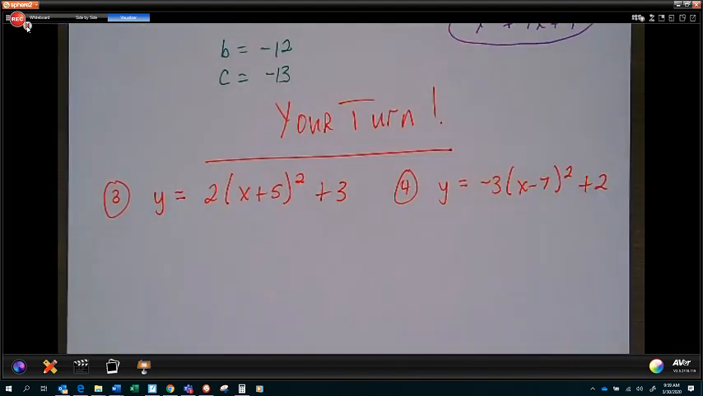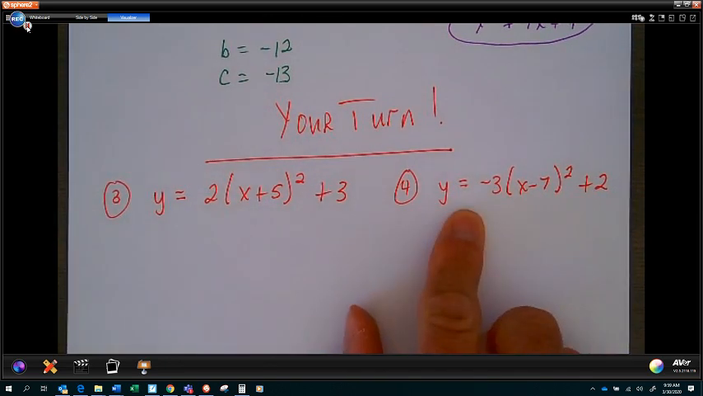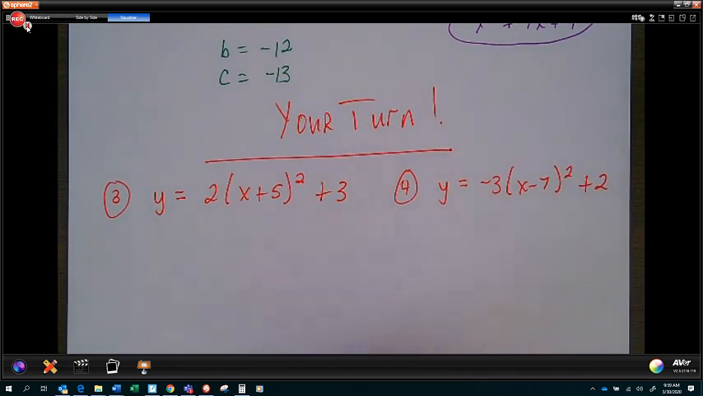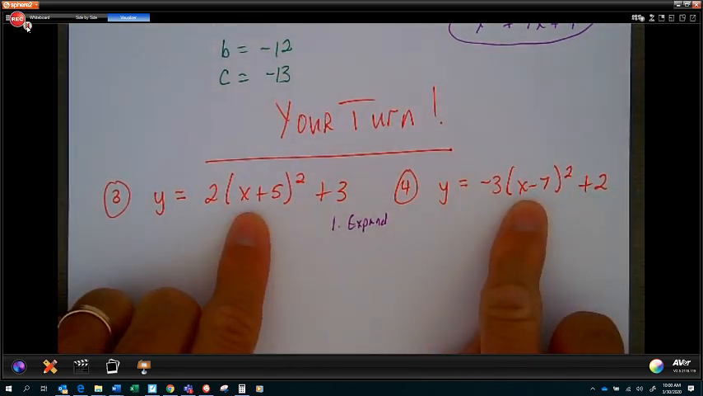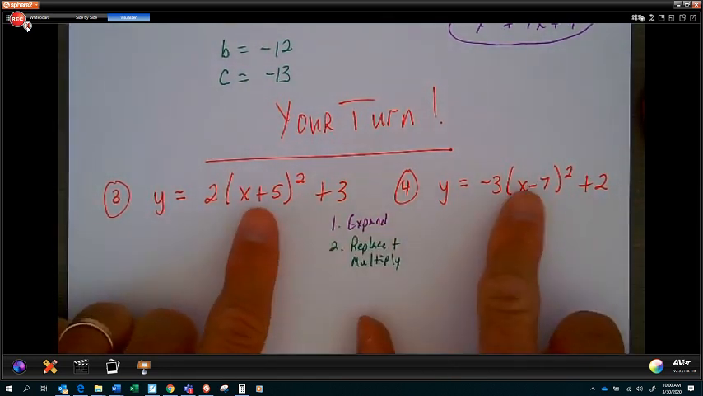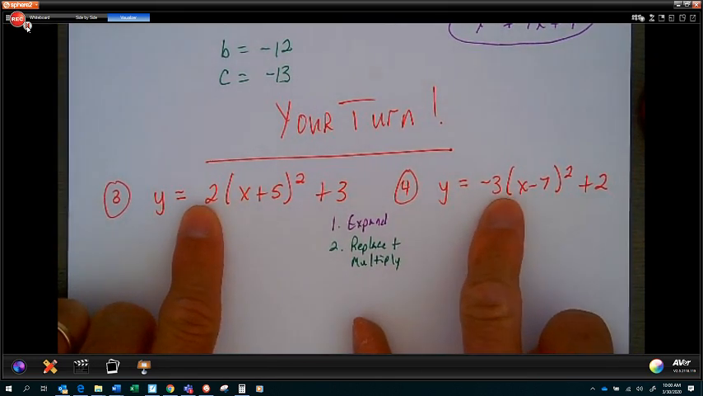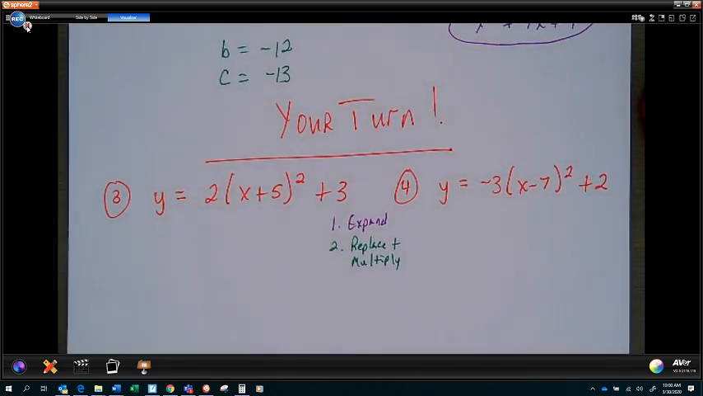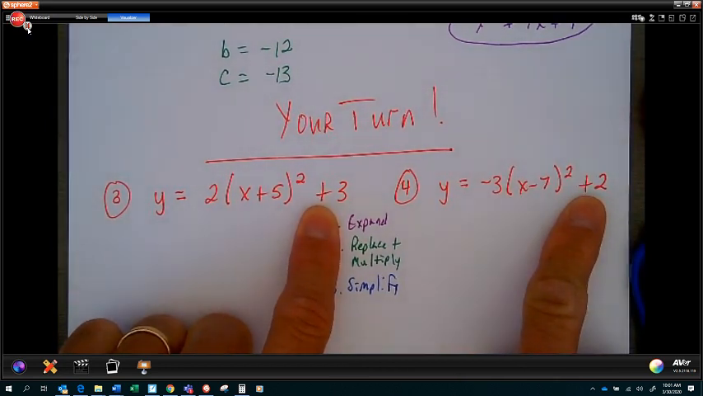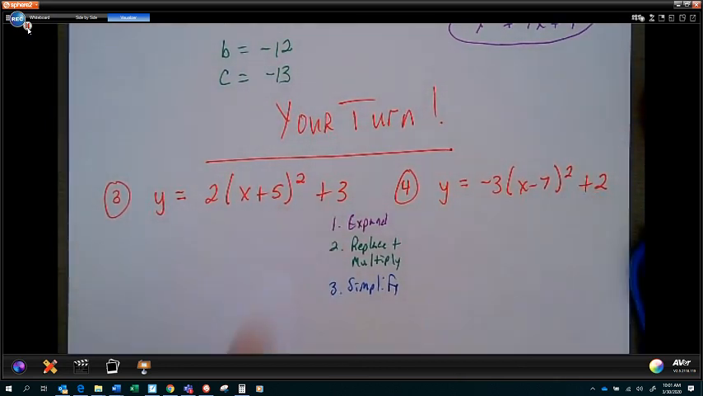Here are the 2 problems, both in vertex form. Please go back, look at your notes, or look at the video and work this through step by step. Again, I'm going to list the steps. First step is to expand the value inside the parentheses that is squared. The second step is to replace that expansion inside and then multiply or distribute the a value that is in front of it. Step 3 is to simplify, which is basically adding on this last value, which is k, in our vertex form.